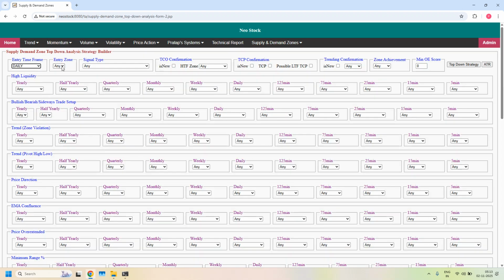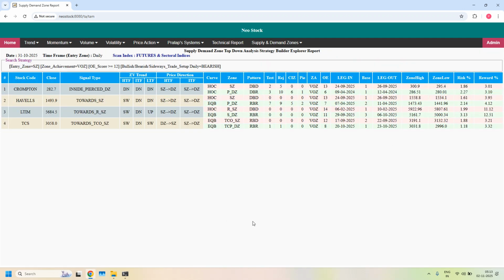Entry time frame daily, entry zone supply zone, bullish or bearish at a daily time frame. I am selecting bearish. Zone achievement violated opposing zone. Minimum odd enhancer score 12. Let's filter. So we got 4 stocks. So these 4 daily supply zones are supporting monthly income trade for bearish trade setup.